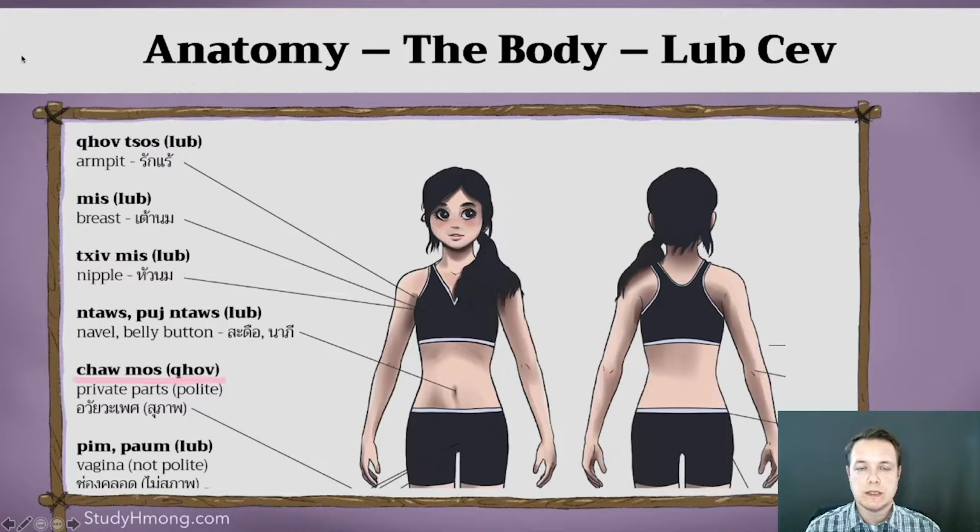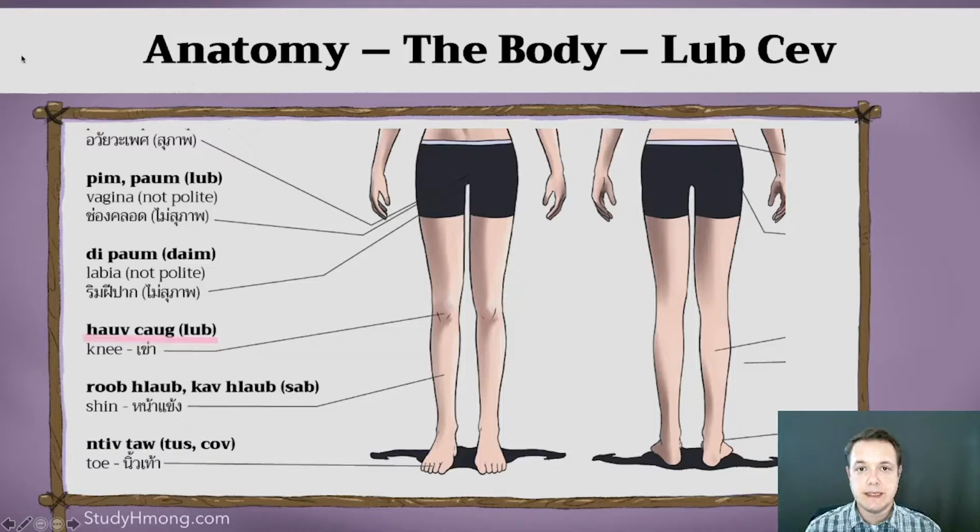The polite way of referring to the genitals or private parts in the Hmong language is this: chau mo. And the classifier is kho. And that essentially translates to like sensitive parts. So next we have the knee, which is hao jiao. Classifier is lu.